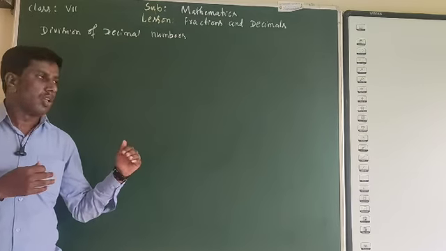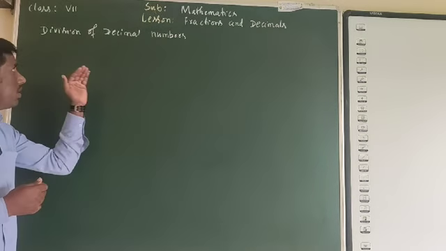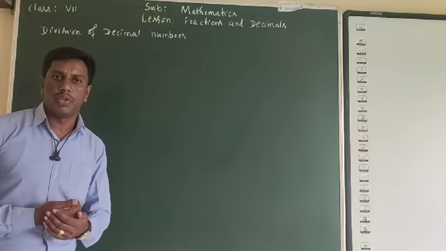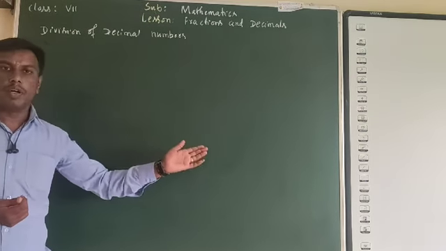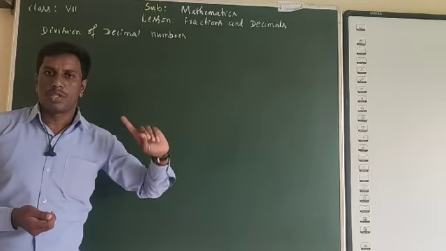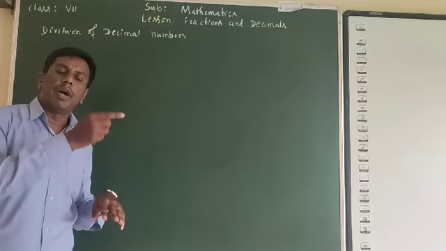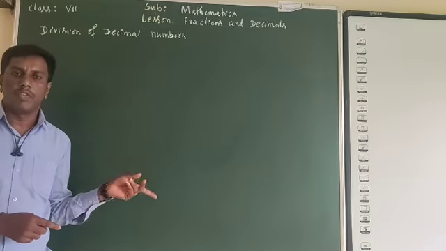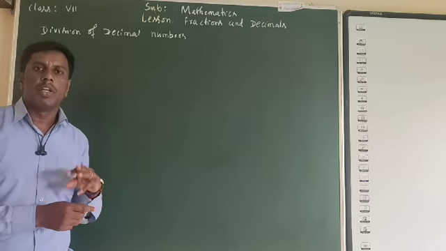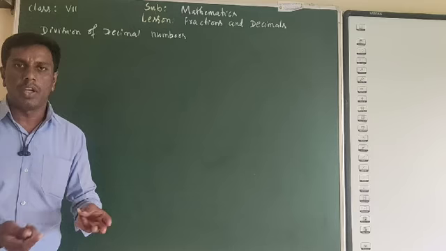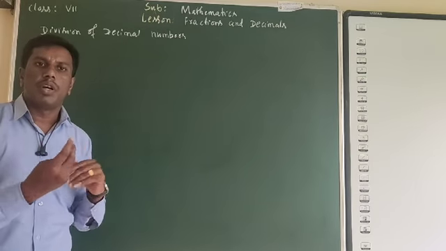When we are considering division of decimal numbers, we will be having three concepts, as I told you in the last video also. Division of a decimal number by a whole number, the first concept. The second concept is division of a whole number by a decimal number. Third concept is division of a decimal number by a decimal number. So when both are decimal numbers, how to do that?